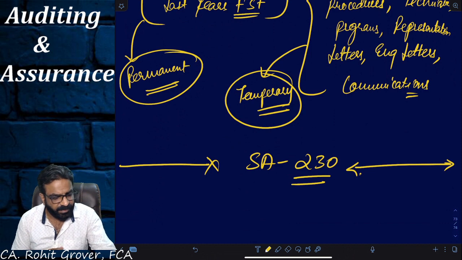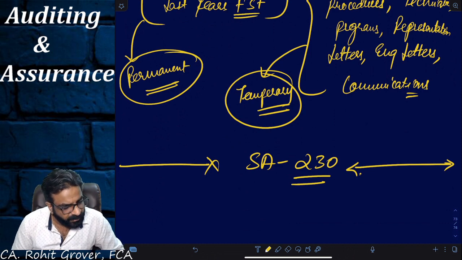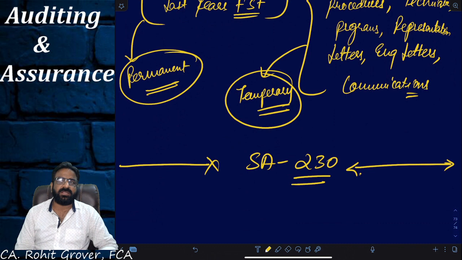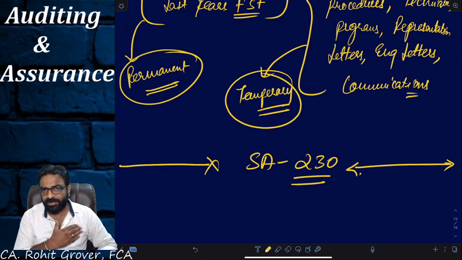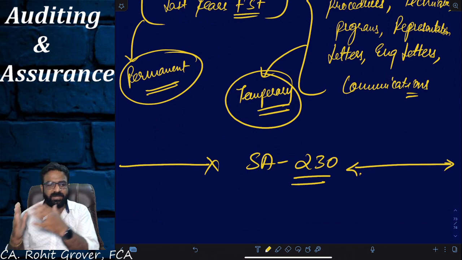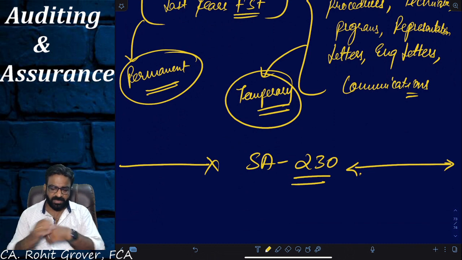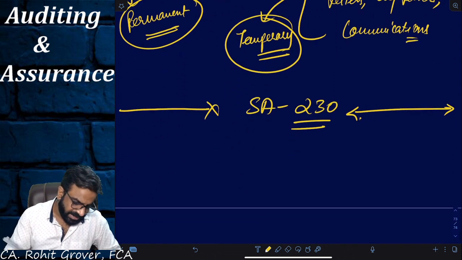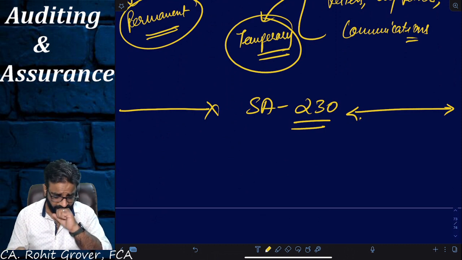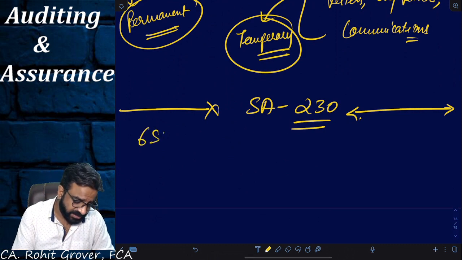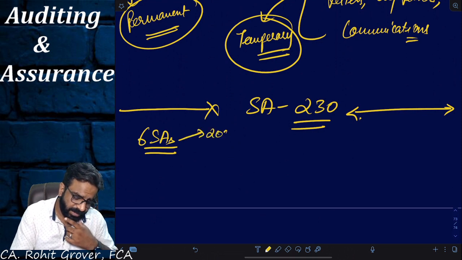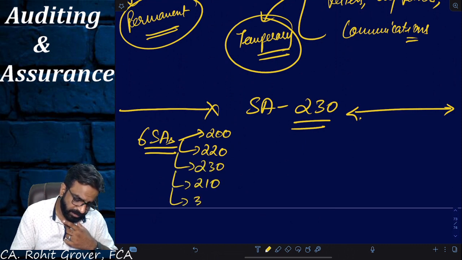Only 10 minutes are left up to 9, so I'm thinking of not starting the new topic, because once we start the concept of evidence, it has to be a continuous thing, as it is a completely different area of the standards on auditing. But before that, what are the standards we are already done with? I think we are done with 6 standards on auditing: SA 200, 220, 230, 210, 300, and 320.